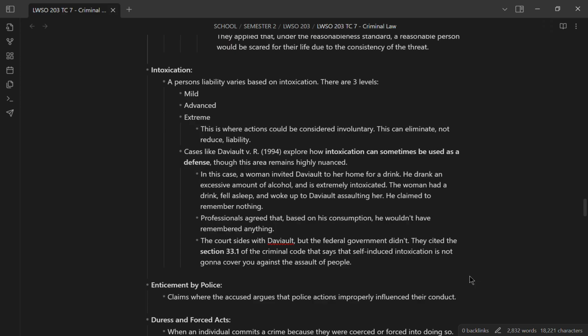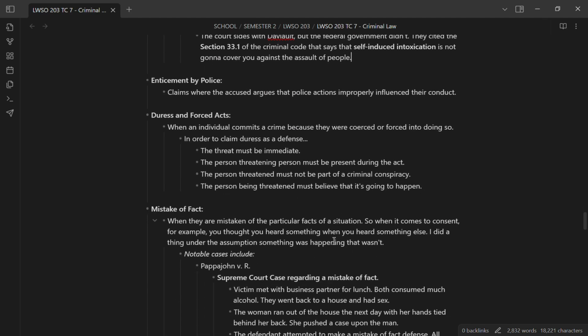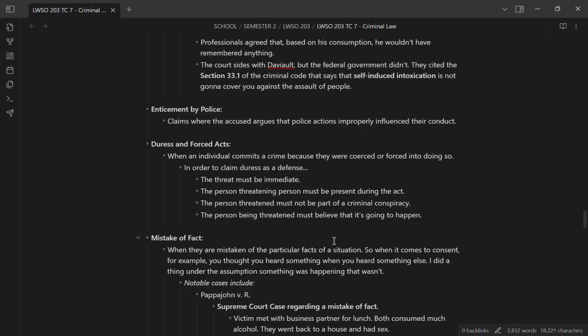But the federal government didn't. And why didn't they? They cited Section 33.1 of the Criminal Code, saying that self-induced intoxication is not going to cover you against the assault of other people. Then we have enticement by police, right? Essentially the accused can argue that the police actions improperly influenced their conduct.